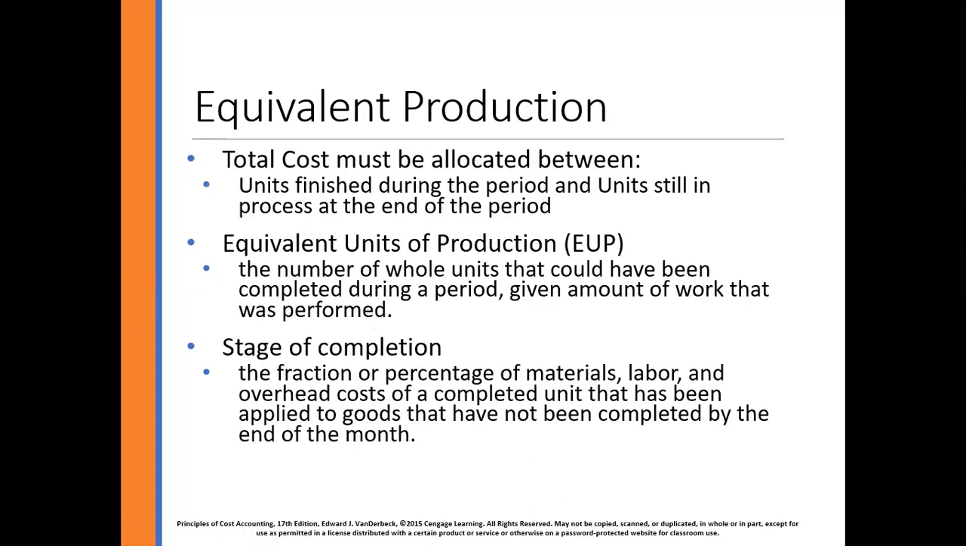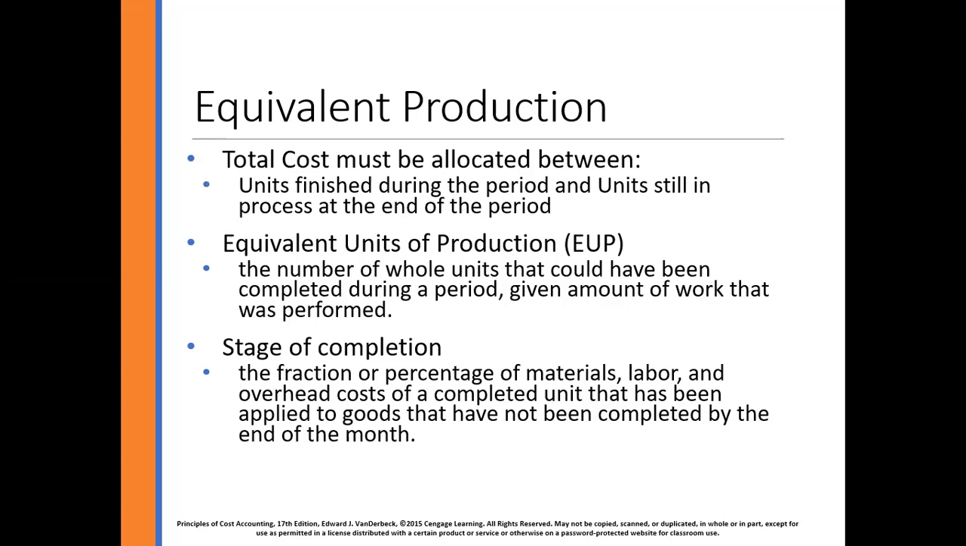So with equivalent production, again, total cost must be allocated between the units finished during the period and units still in process at the end of the period. Equivalent units of production is the number of whole units that could have been completed during the period given the amount of work that was performed. Again, I used the example of 1,000 units. I think your book uses an example of 2,000 units. So if we have 2,000 units in our ending work in process inventory, right?